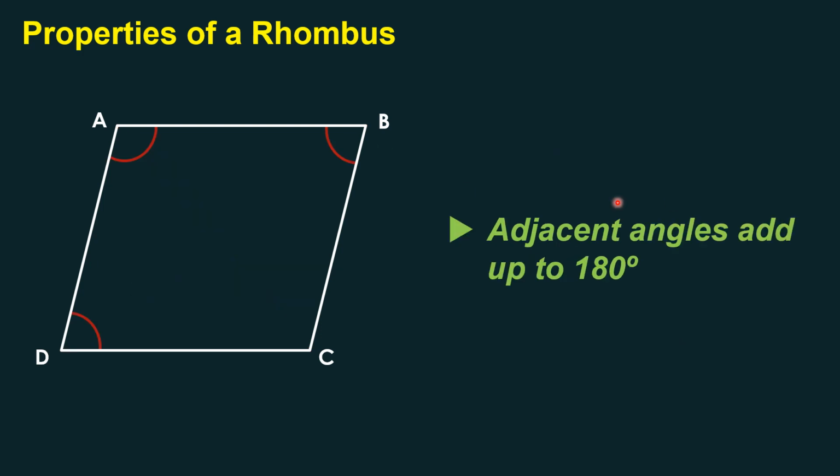Next, adjacent angles add up to 180 degrees, or are supplementary to each other. So if we have here angle A and it measures x, then angle B and angle D have 180 minus x measurement. Same with this side here.